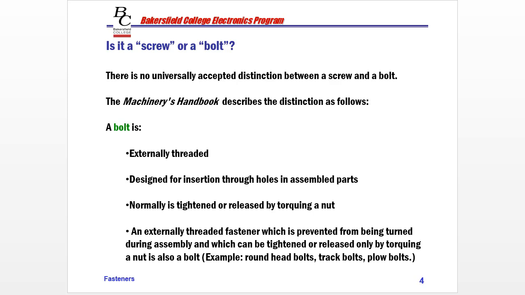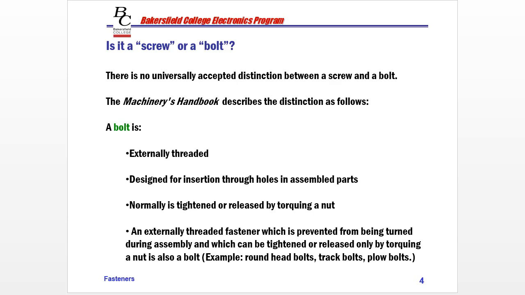So a bolt is externally threaded. It's designed for insertion through holes in assembled parts. Normally it is tightened or released by torquing a nut. So here's a key distinction: there's a nut that goes with the bolt. An externally threaded fastener which is prevented from being turned during assembly and which can be tightened or released only by torquing a nut is also a bolt.